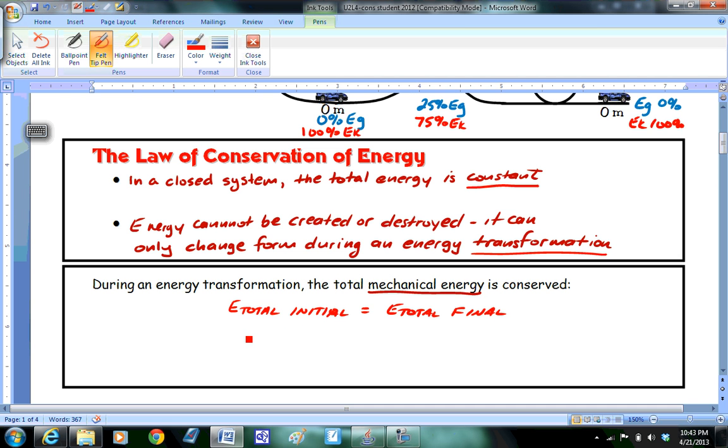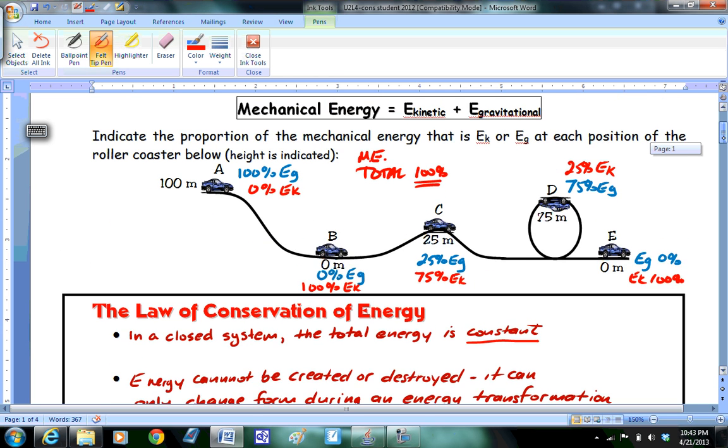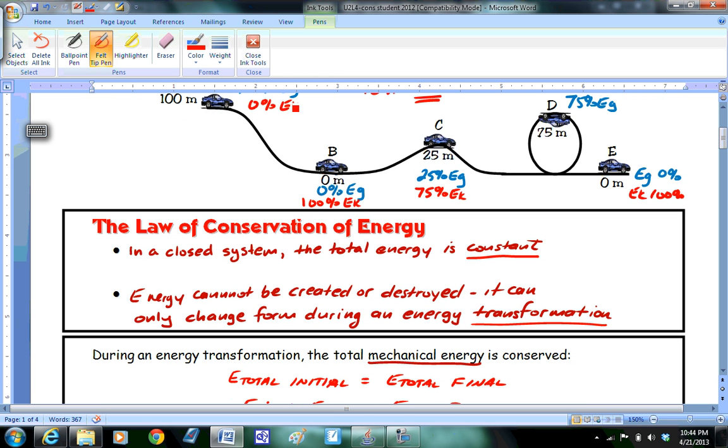So at the beginning, I could have maybe some EG initial plus EK initial, and that's going to equal the sum of the EG final plus the EK final. Again, the energy is constant, it just switches back and forth. So at the beginning, in the roller coaster, we had 100% EG. At the bottom, it was 100% EK.